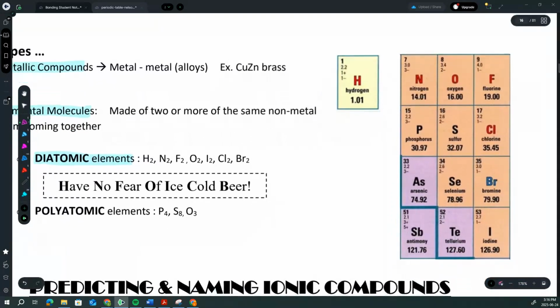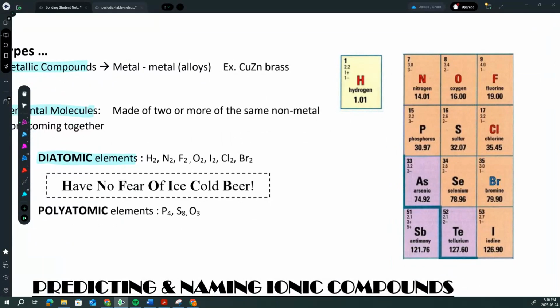Okay, so some people like to memorize that by the mnemonic device, have no fear of ice cold beer. So each of these letters corresponds to the symbol of the element. Except for C. That's supposed to be referring to chlorine there, so it's not a perfect memory device there.